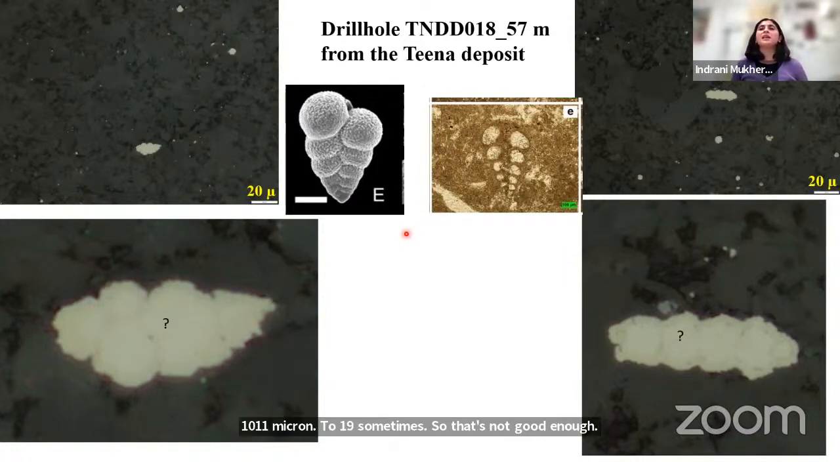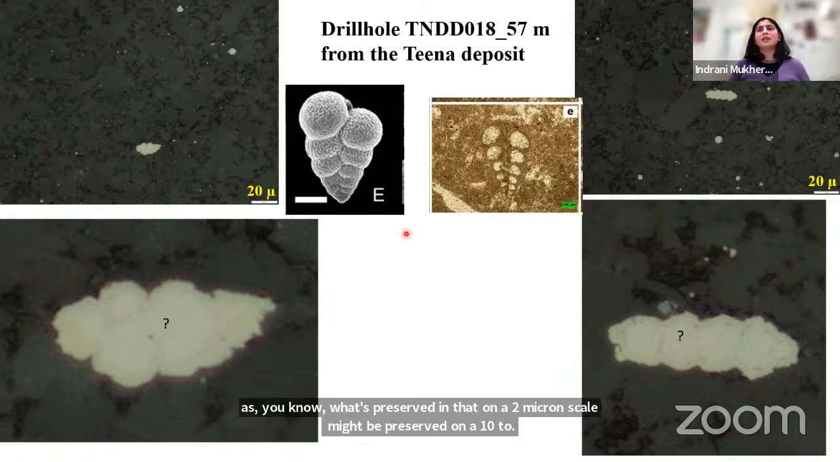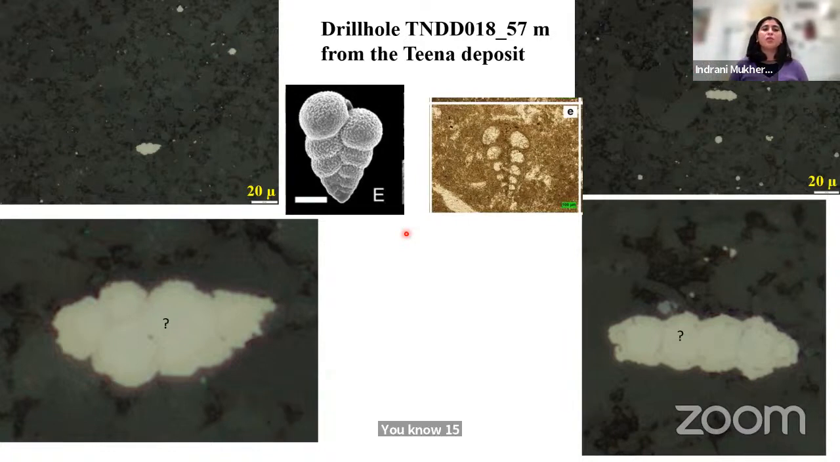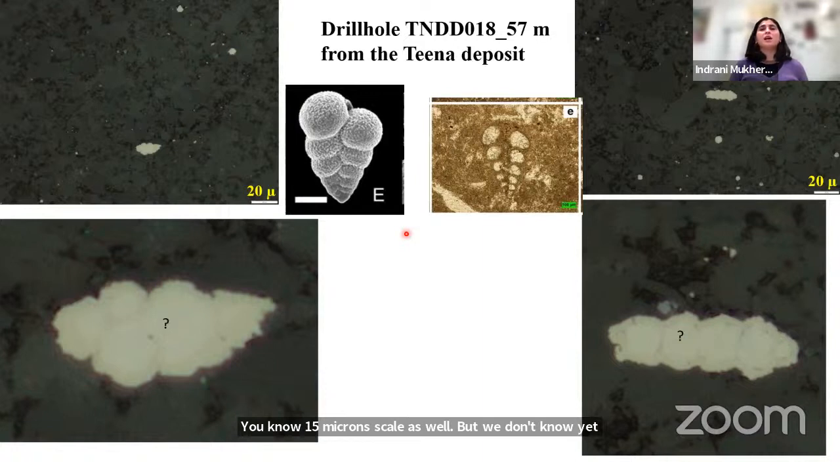But I was hoping that some of these signatures would be preserved. Whatever is preserved on the micro scale would potentially be preserved on a slightly larger scale, such as what's preserved on a 2 micron scale might be preserved on a 10 to 15 micron scale as well. But we don't know yet. We'll find out if the synchrotron mapping gives us any better results in terms of the clustering, etc. But better resolution in the synchrotron, absolutely better than the laser.